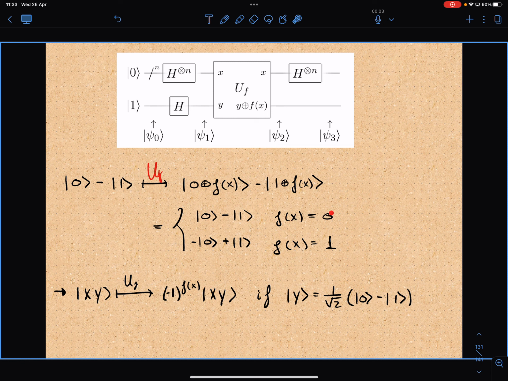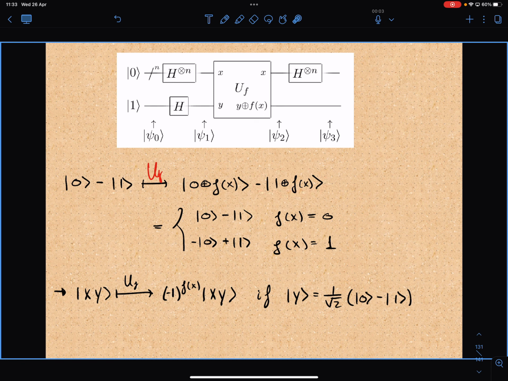If f is 0, then nothing's going to change. It's going to be 0 plus 0 and 1 plus 0. So it stays the same. If f is equal to 1, it's going to flip it. 0 plus 1 is going to be 1, and 1 plus 1 is going to be 0, so it's going to be minus 1.